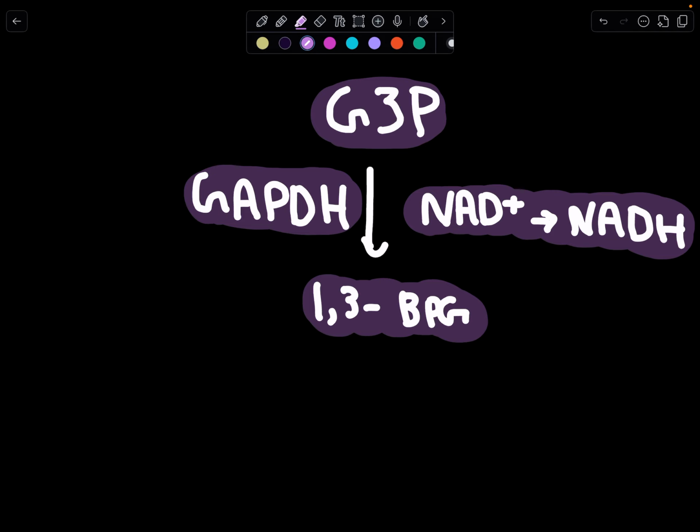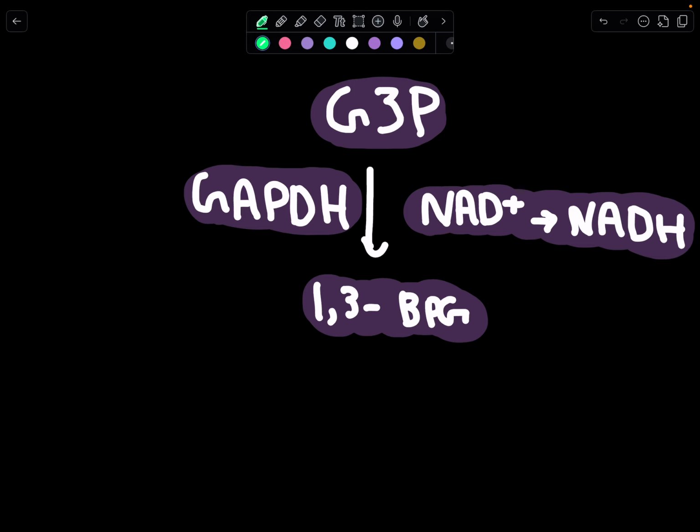Now, onto G3P. The enzyme glyceraldehyde 3-phosphate dehydrogenase, or GAPDH, takes G3P and turns it into 1,3-BPG. Here's how it goes. GAPDH uses NAD plus as a coenzyme, grabbing electrons from G3P in an oxidation reaction, which turns NAD plus into NADH, and adds a phosphate group to G3P, forming 1,3-BPG. This step is key because it's where glycolysis starts generating energy carriers like NADH, which will later feed into the electron transport chain for more ATP.